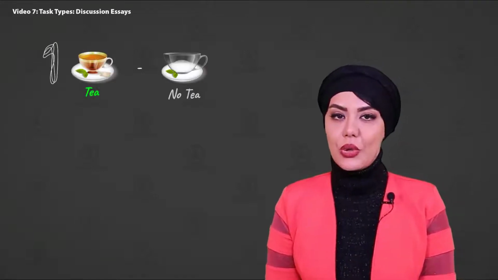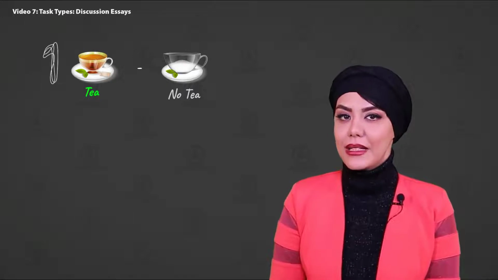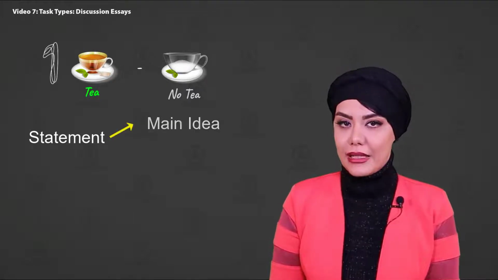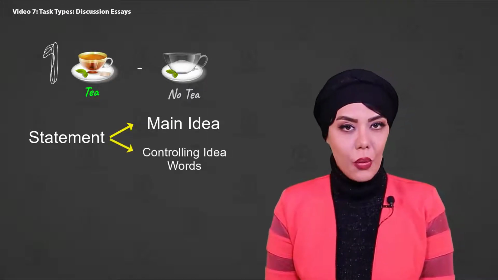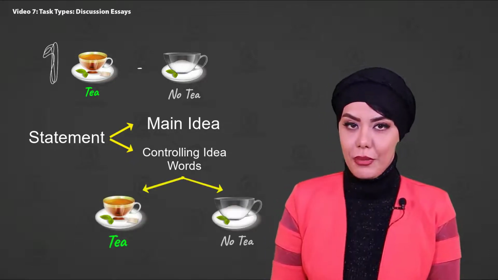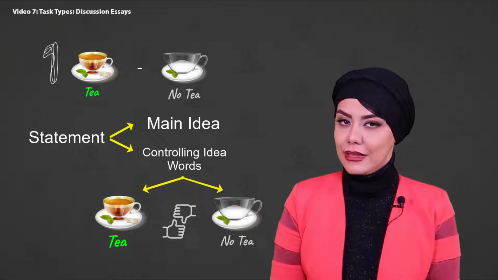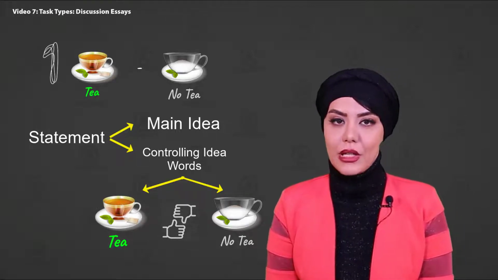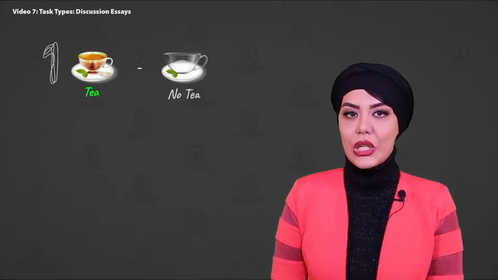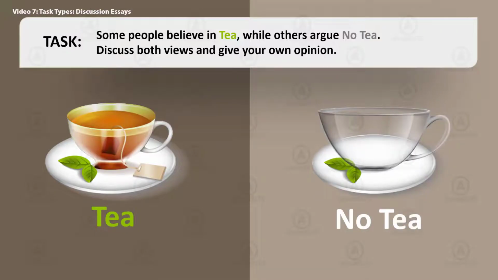The first category of discussion essay question is called tea, no tea questions. The statement section always includes 1 main idea, while the controlling idea words include the idea of 2 groups of people who always disagree. So one group agrees, tea, while the second group disagrees, no tea. How do tea, no tea questions look? Some people believe tea, while others argue no tea. Discuss both views and give your own opinion.